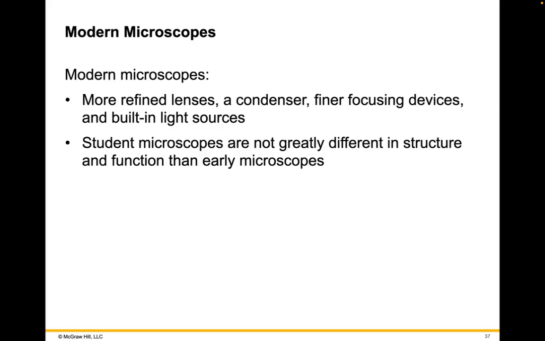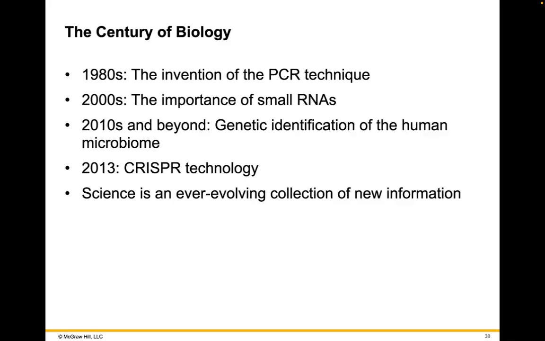Now, we've gotten a lot better at microscopes since Hooke and Leeuwenhoek. We've refined our lenses. We have finer focusing devices with built-in light sources. They used to have to use mirrors to angle the light. And so we can see a lot more now, as technology has advanced, than they could back when Hooke and Leeuwenhoek invented the microscope.